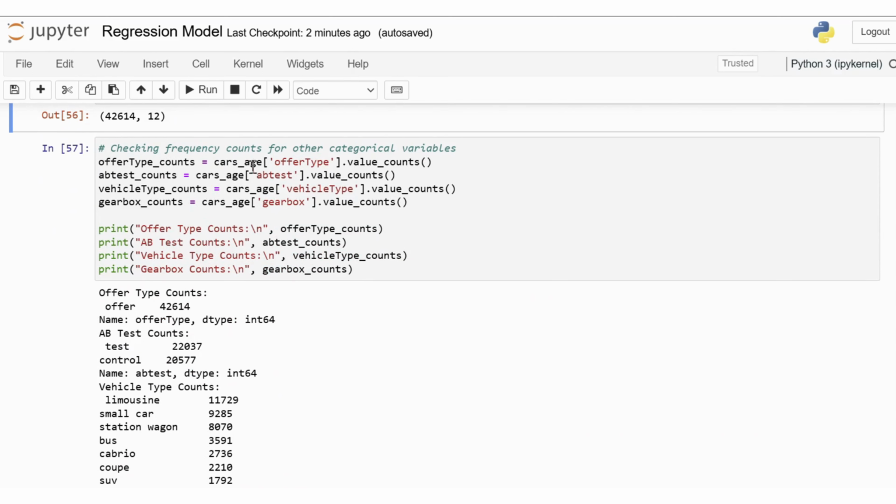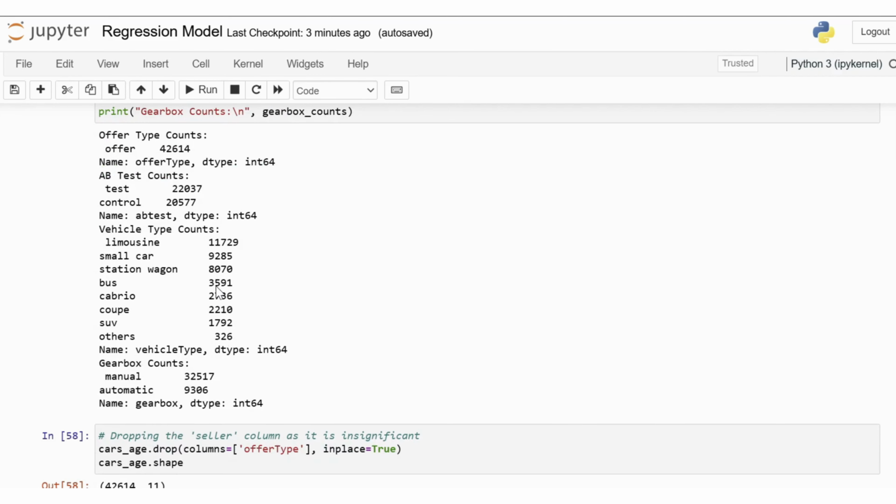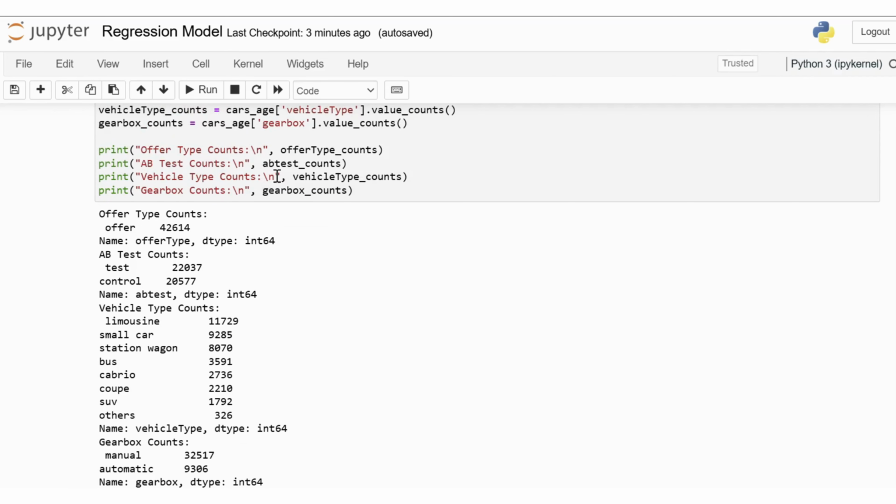So, we will check the frequency counts for other categorical variables such as offer type, A/B test, vehicle type, and gearbox to ensure they have sufficient data in each category. By examining these counts, we can decide whether these variables are significant or if any categories need to be merged or dropped due to insufficient data.